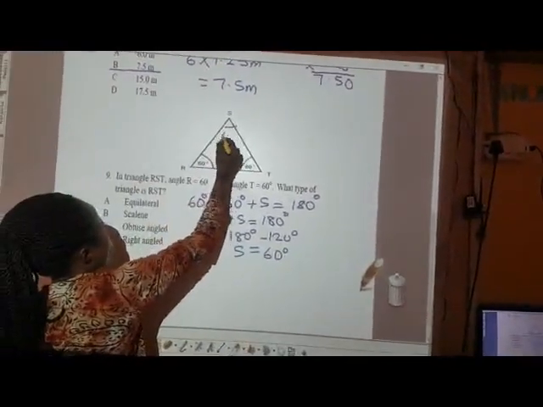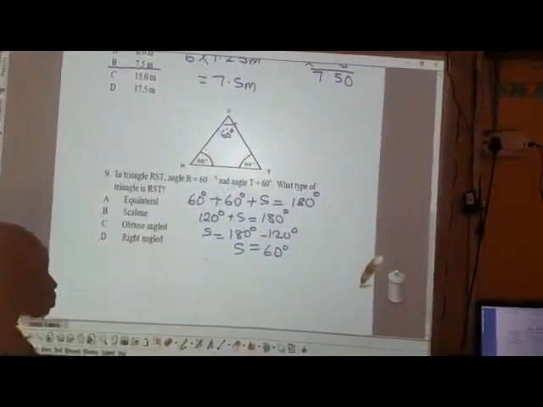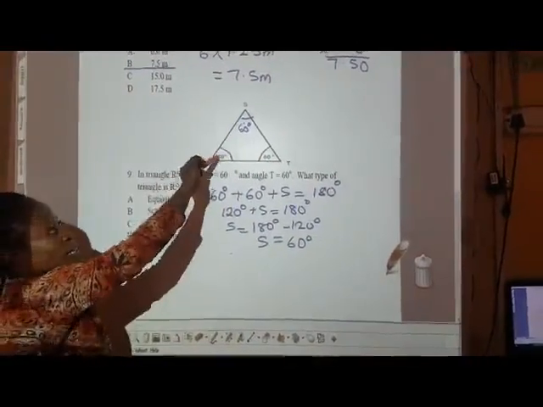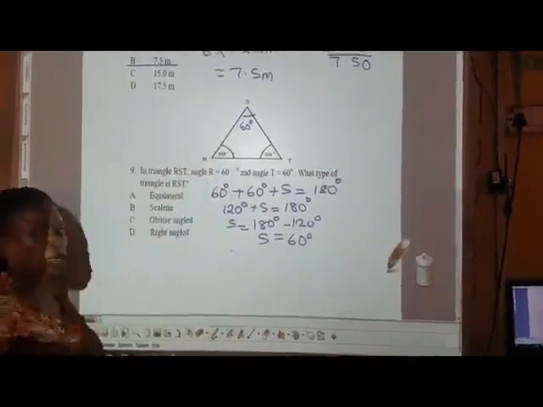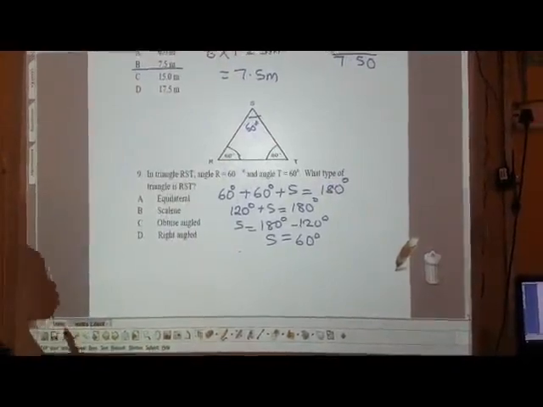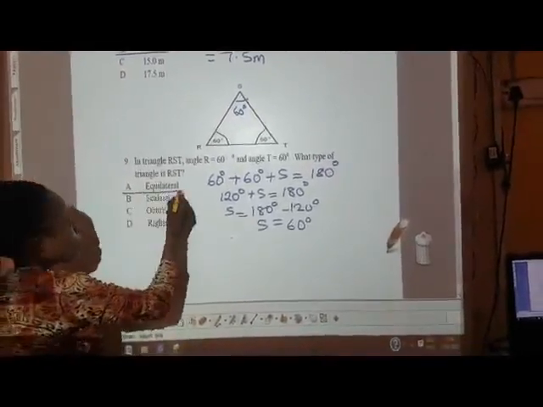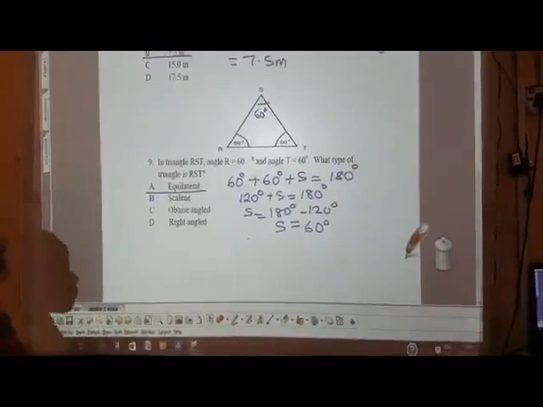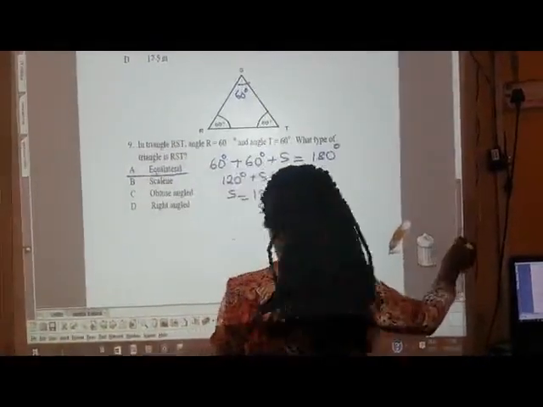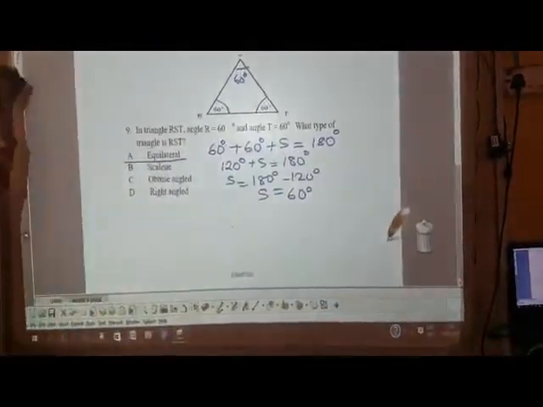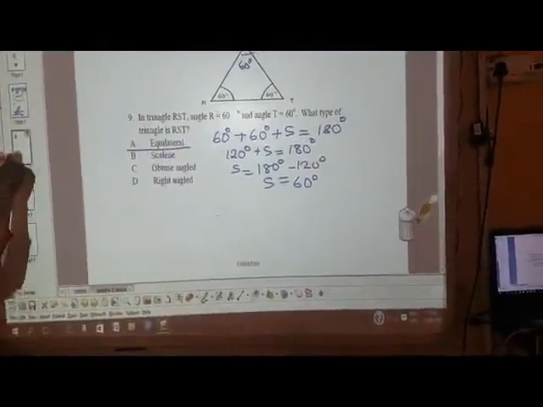Write 60 there. So a triangle in which the three sides are equal is known as an equilateral triangle. So the answer is A. It is an equilateral triangle. Let's go to answer question number 10.